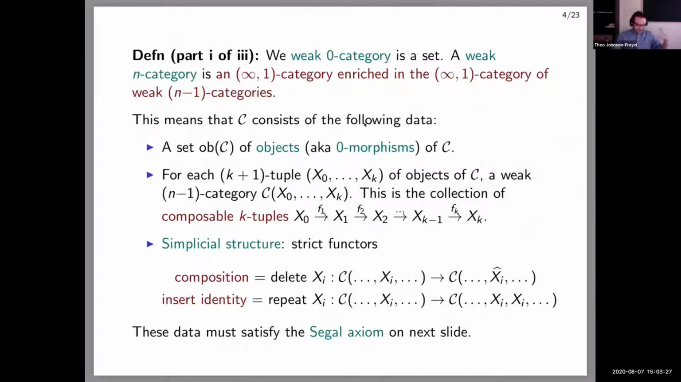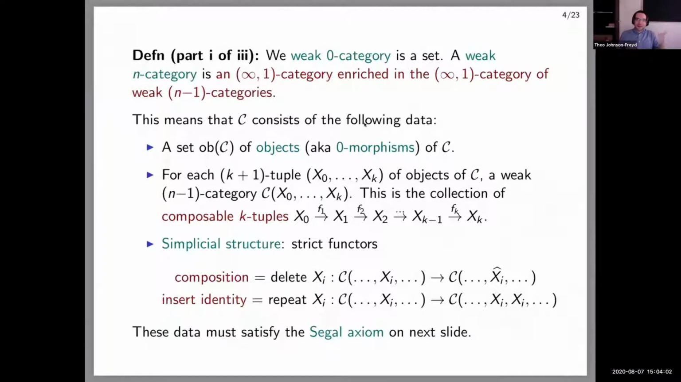The slogan, the idea of weak n category is the following. You want to define weak n category inductively. A weak 0 category is by definition a set. And then the inductive definition is that a weak n category is an infinity 1 category, whatever that is, enriched in the infinity 1 category of weak n minus 1 categories. So if you know what a weak n minus 1 category is, and the theory of infinity 1 categories and enriched infinity 1 categories, then you get the whole definition.